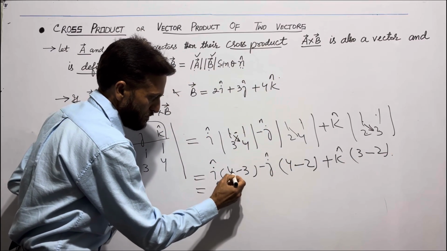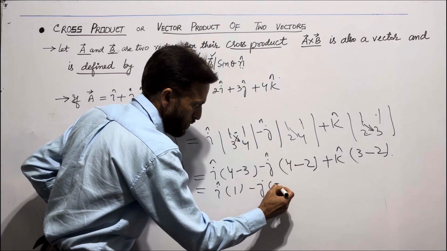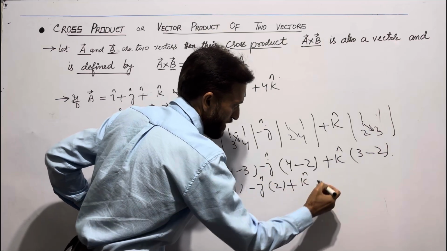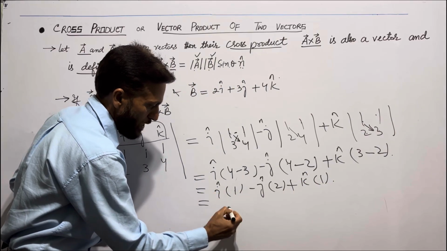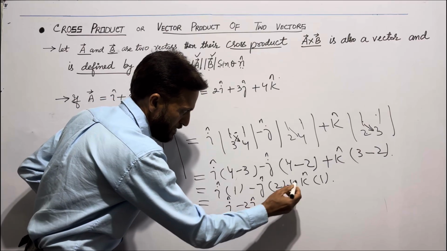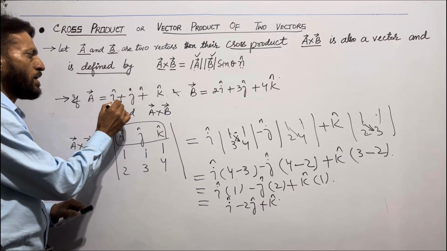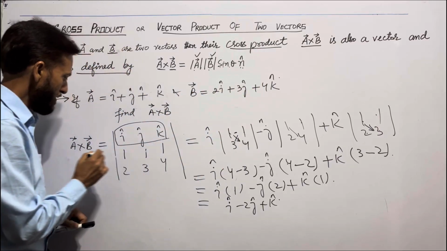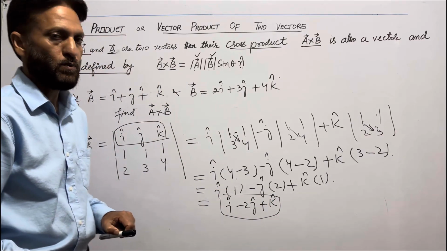i cap, 4 minus 3 is 1. Minus j cap, 4 minus 2 is 2. Plus k cap, 3 minus 2 is 1. So the answer is 1 into i cap, that is i cap, minus 2j cap plus k cap. If vector A equals i plus j plus k and vector B equals 2i plus 3j plus 4k, then A cross B is equal to i cap minus 2j cap plus k cap.